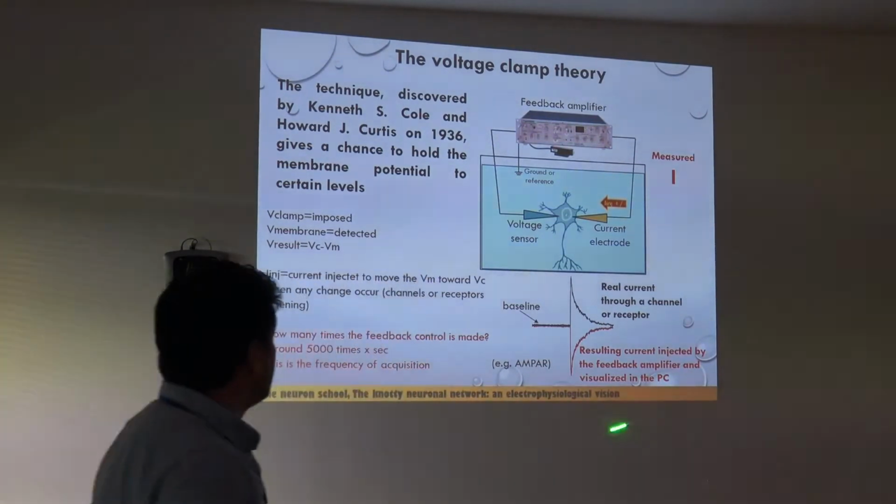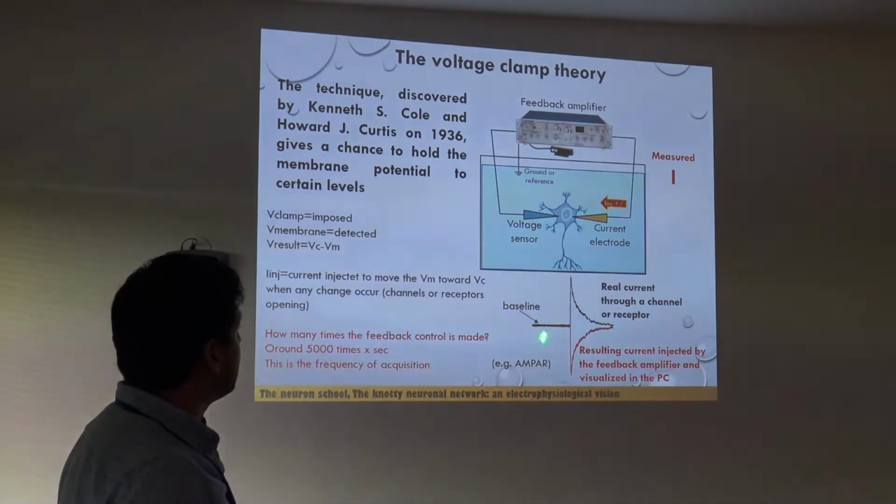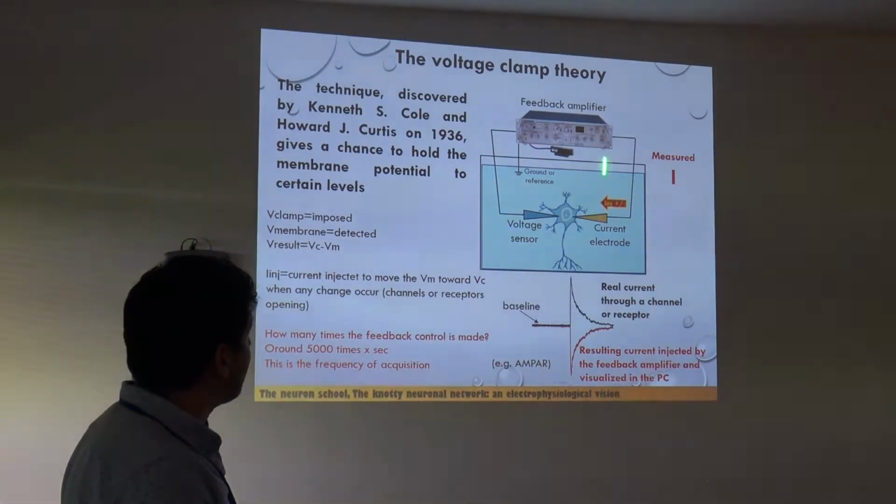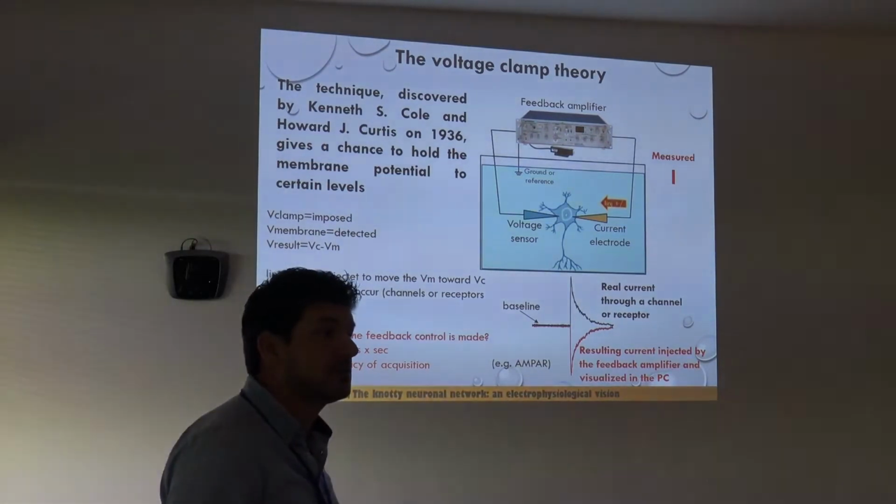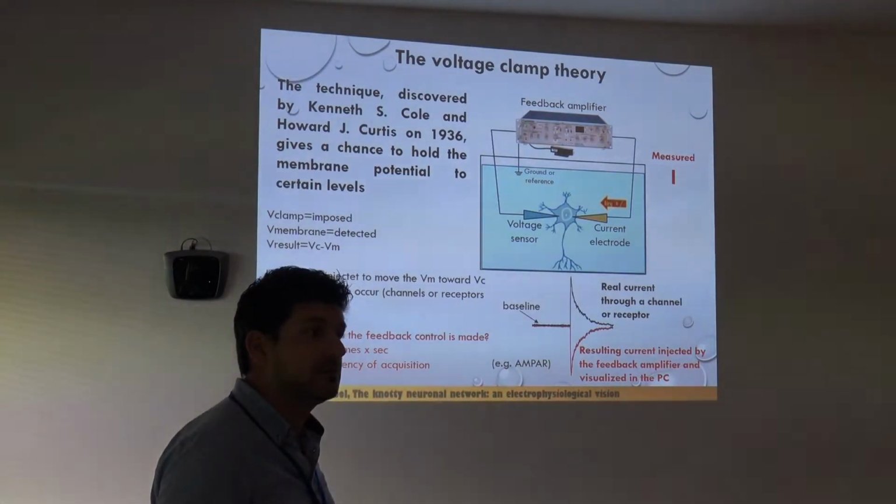So you can measure indirectly exactly the same current that is flowing throughout the membrane, through the AMPA receptors. This current is pretty much the same because the measurement of the amplifier is made 5,000 times per second. So it's really fast.